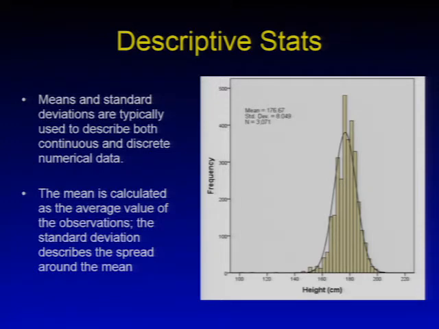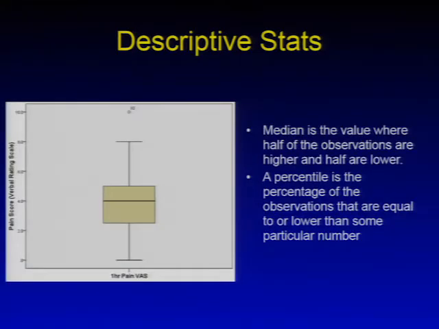Typically, you don't do this with ordinal data unless you have a lot of it. If you have enough samples, you can assume that it approximates normal, but it doesn't always. And so what we usually use for ordinal data types are medians and percentiles.